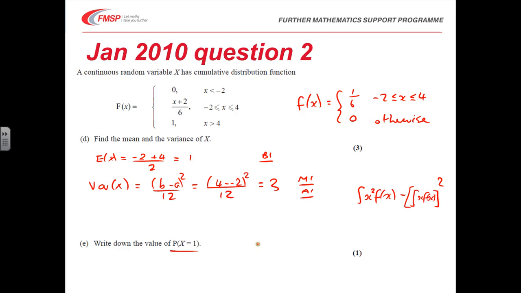So write down the value of P(X = 1). Because this is a continuous distribution, the probability of getting an exact value is equal to 0. And that will give you a B1 mark here as well.